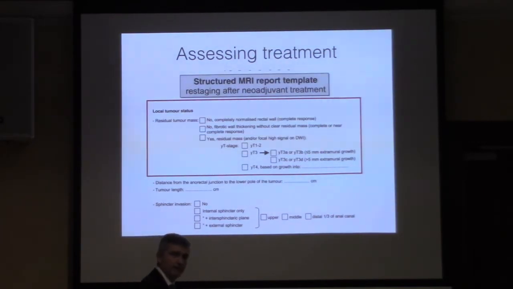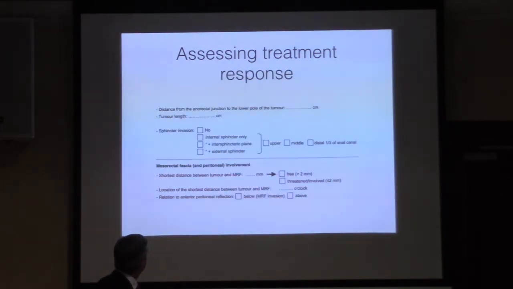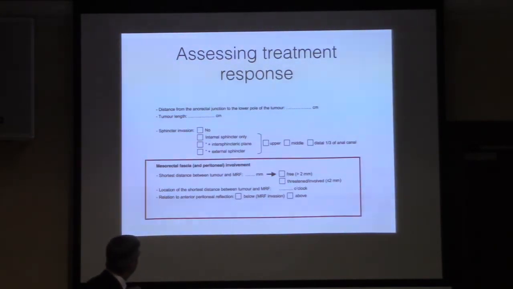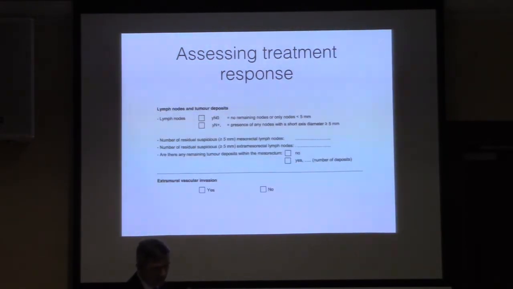The best idea is to do watch and wait, to go EUA and biopsy. What's their next treatment option? And it goes through different aspects. Where is the tumour? So we're saying, where do we think we can see it? Sphincter involvement now, so that may have changed. And also the involvement of the mesorectal fascia. And again, it goes through those.